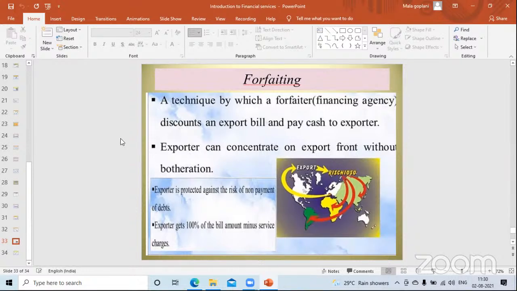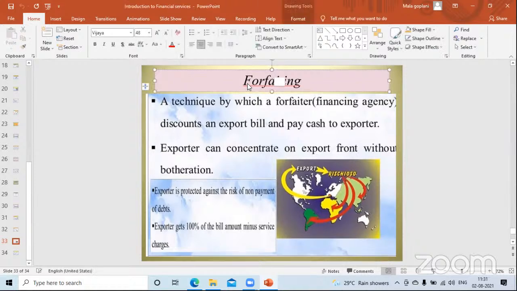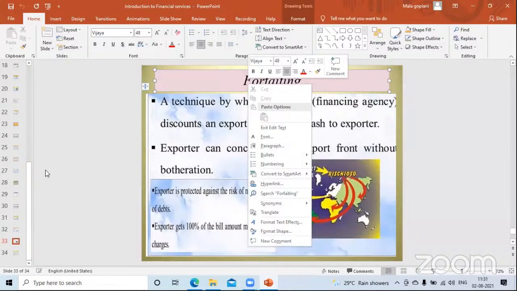Suppose the bill carries an amount of $2,000, which converted into rupees stands as, suppose, 56,000 rupees. So he will pay me 56,000 rupees after deducting a discount. Take an example of a discount of rupees 2,000. So 56,000 minus 2,000, I will receive cash of rupees 54,000 from the financial agency known as the forfeiter. So forfeiting is equivalent to bills discounting. The whole picture is the same.